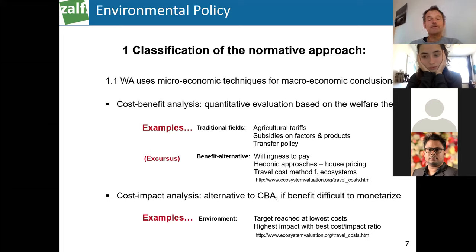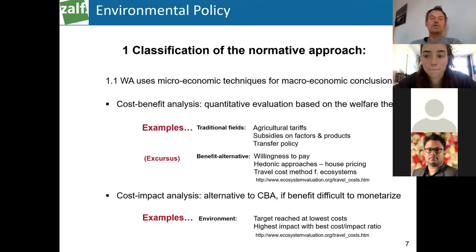You can also have alternative approaches like hedonic approaches, like house pricing, where you see where the house prices are higher, there is also a higher monetary value of this region. And to come up exactly with these alternative monetization of goods. Another example would be the travel cost method for ecosystem services. Where people travel and the cost for traveling is on average higher, you can also derive indications on how you can value this kind of region in terms of leisure, in terms of ecosystem functions, etc.